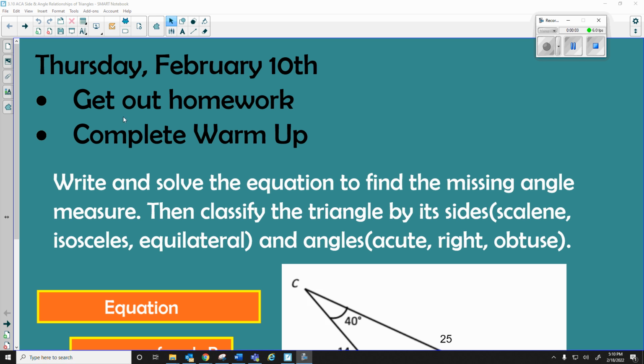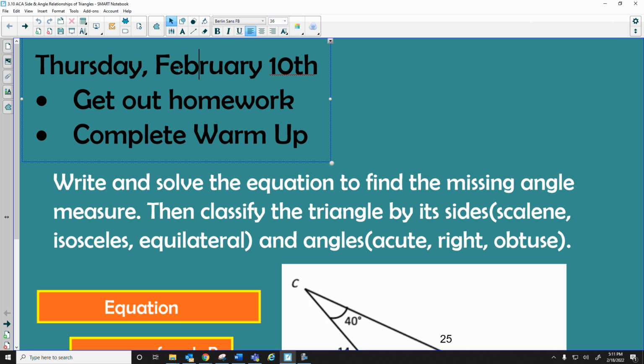Good morning, Thursday, February 10th. Again, this is for ACA. Oh, is it February? It's March. LOL. Let's fix that real quick.